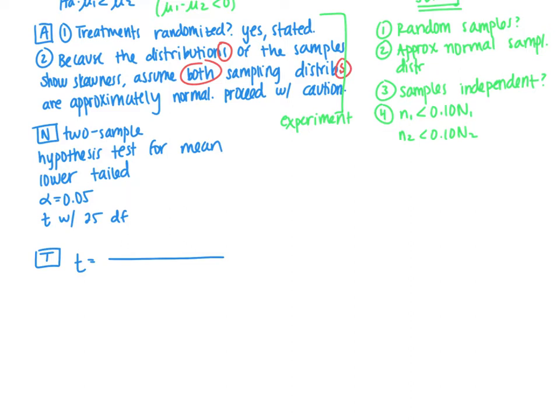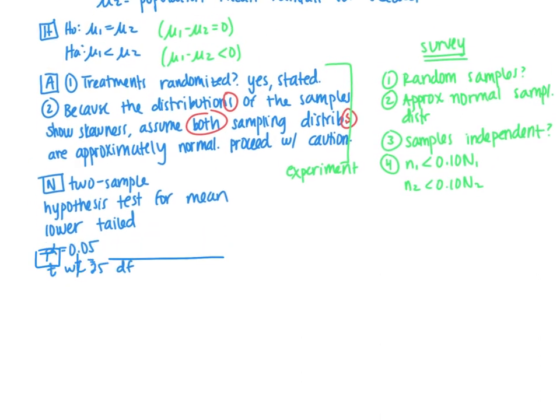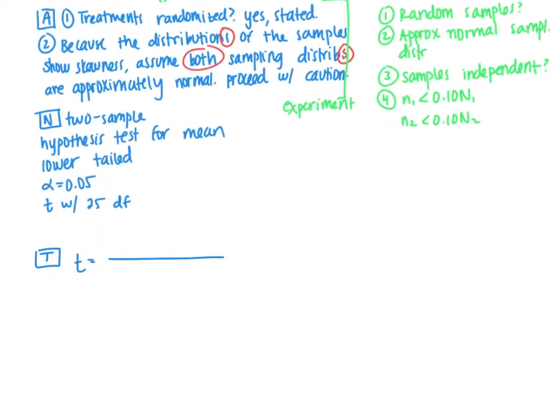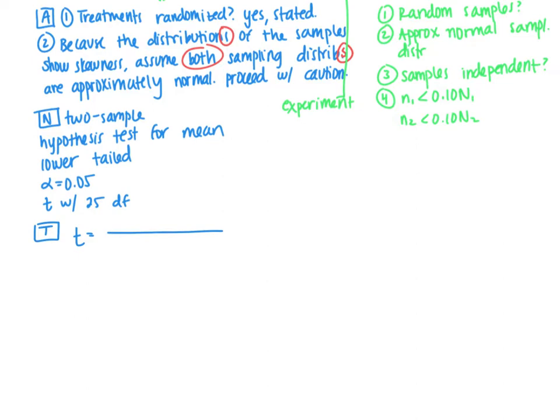Statistic minus parameter over standard error of the statistic. Parameter is the null. So if we look back at our null, it ends up being mu1 minus mu2. That's our null. Parameter comes from a population. So then the statistic, the sample statistic that goes along with that, is x1 bar minus x2 bar.